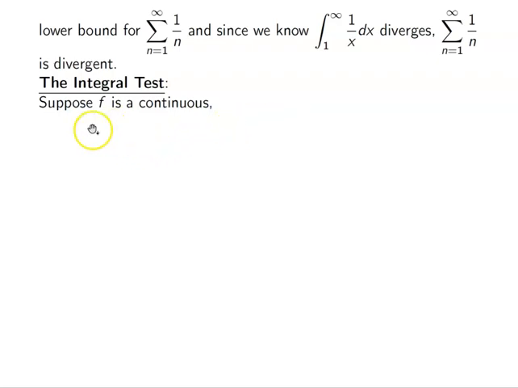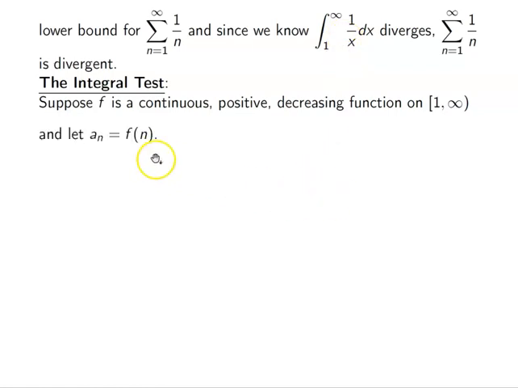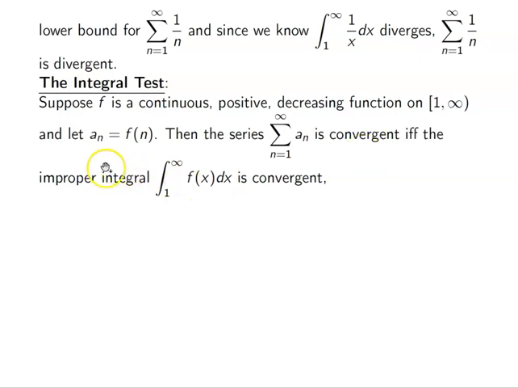Suppose that f is a continuous function that is always positive and decreasing from 1 to infinity, very similar to what we had here for 1 over x. And let my sequence be equal to the function at all the integer values. It takes on the same value as my sequence. Then the series, the sum of the sequence a sub n, is going to be convergent if and only if the improper integral from 1 to infinity of my function, over that same distance, is also convergent.